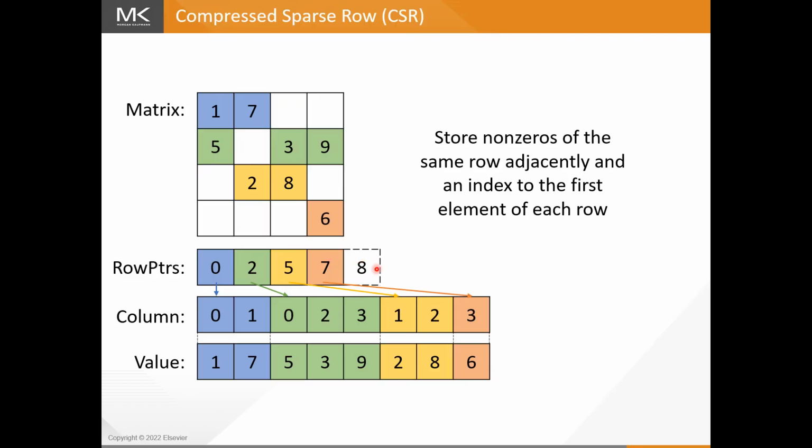Somebody's asking why we need the 8. The reason we need the 8 is we want to know where the last row ends. Yes. So you'll see when we write our code, we're going to iterate from row pointers of the row to row pointers of the row plus 1. So when we iterate for the last row, we can directly get the total number of non-zeros. Okay. Question?